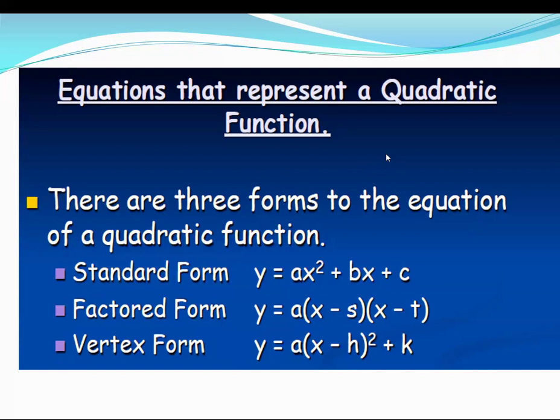Equations that represent a quadratic function. There are three forms of the equation of a quadratic function. The first form is standard form: y equals ax squared plus bx plus c. The second form, factored form: y equals a times (x minus s) times (x minus t). The third form, vertex form: y equals a(x minus h) squared plus k.